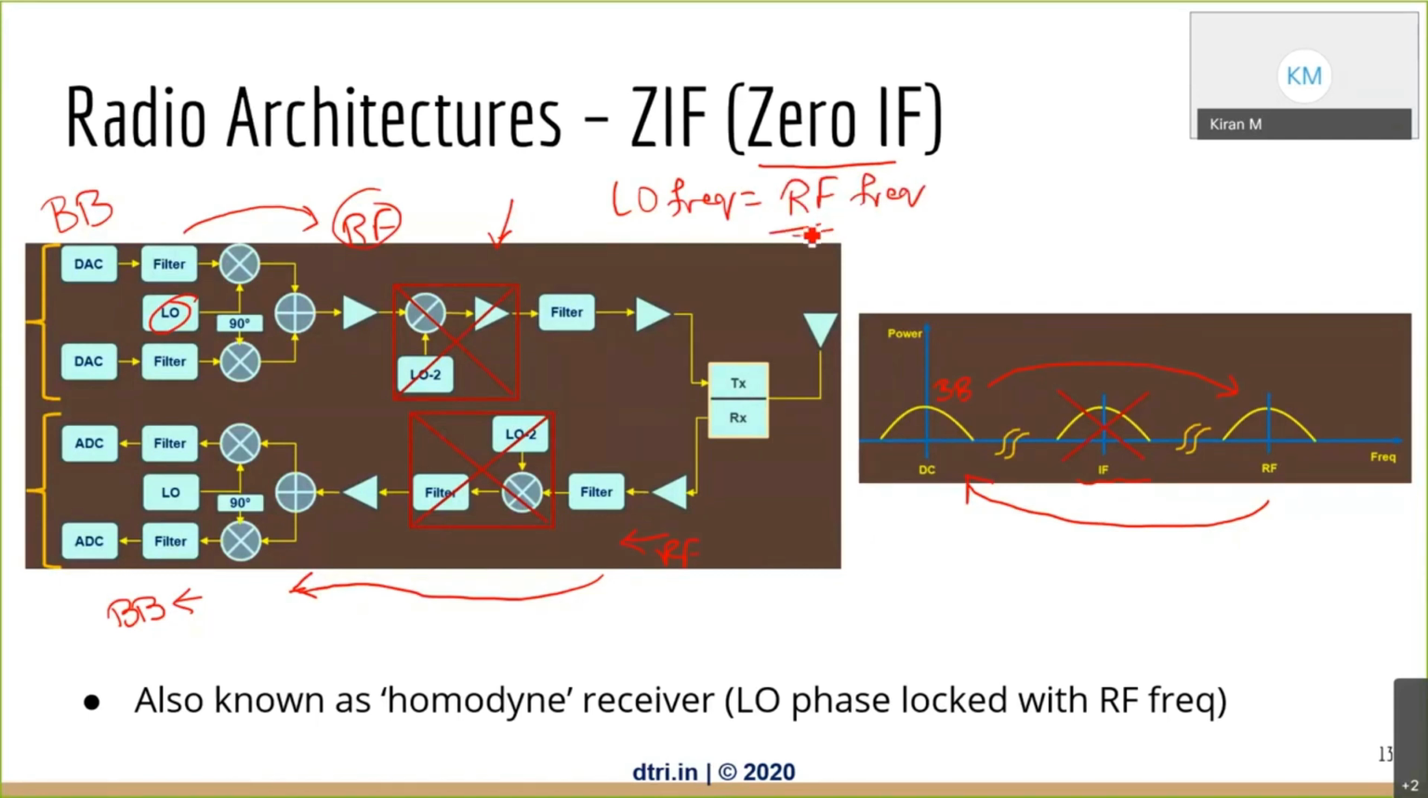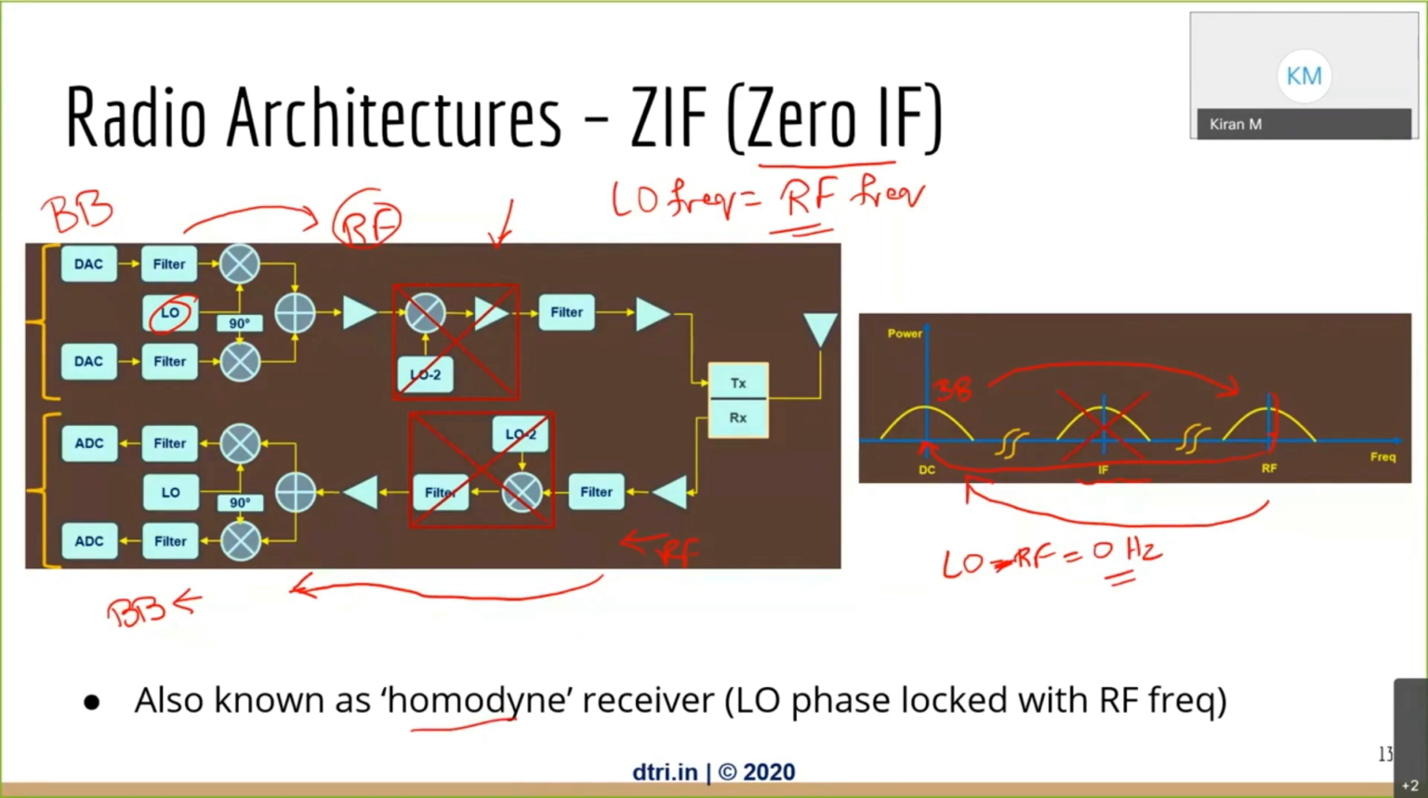That's how you get the advantage. See, your carrier is here, at RF. It directly goes to DC, theoretically. Only if your LO is equal to RF, then LO minus RF, you actually get 0 hertz. So that's how you do a down conversion. So you go from RF to DC. That's why it is called a homodyne receiver.